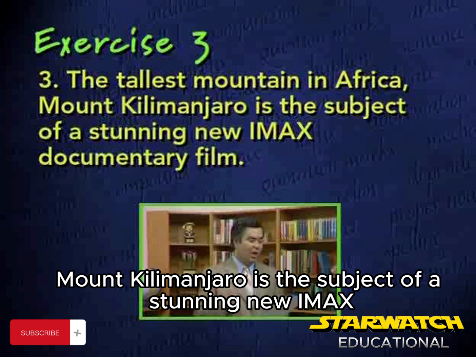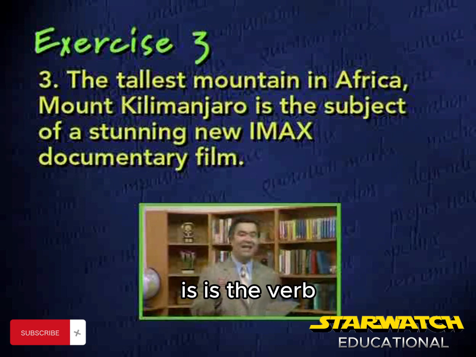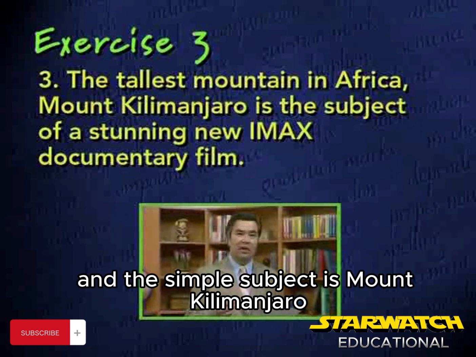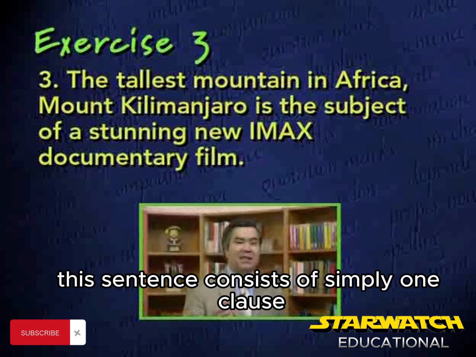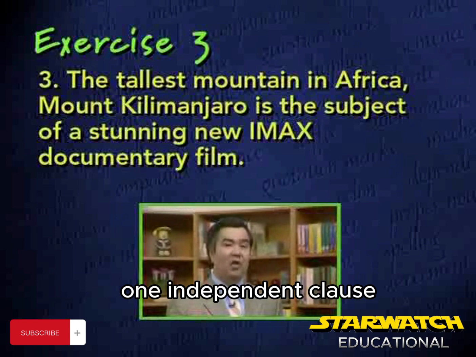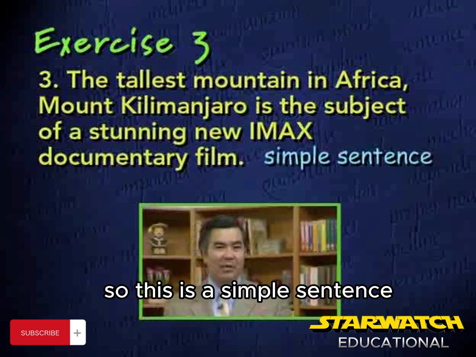Mount Kilimanjaro is the subject of a stunning new IMAX documentary film. Here is where the verb appears. "Is" is the verb, and the simple subject is Mount Kilimanjaro. So in this case, this sentence consists of simply one clause, one independent clause, which is able to stand alone as a sentence. So this is a simple sentence.